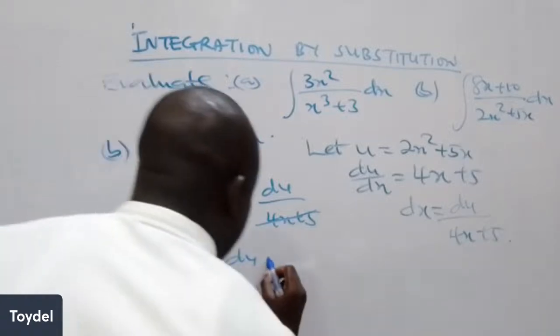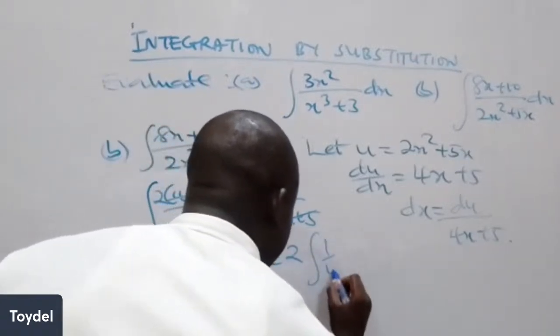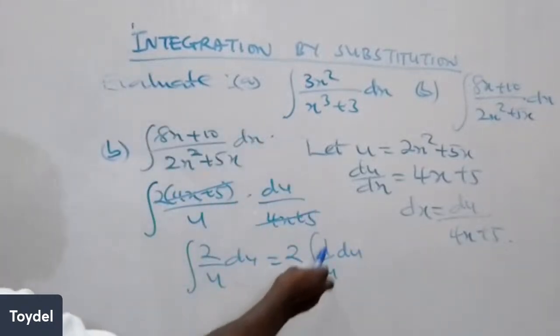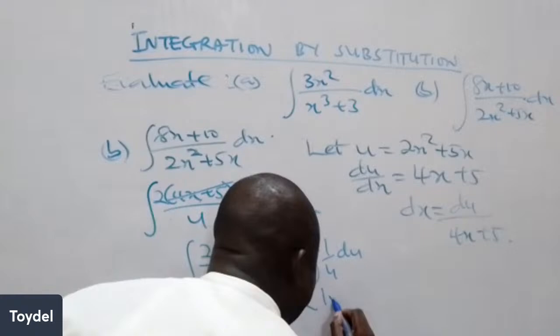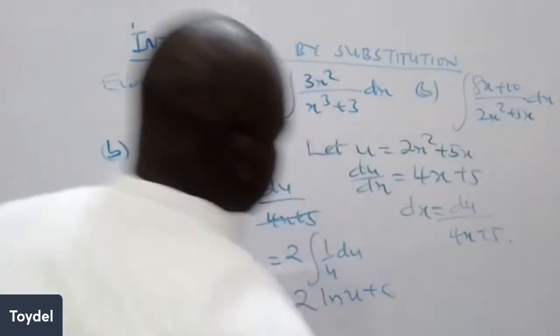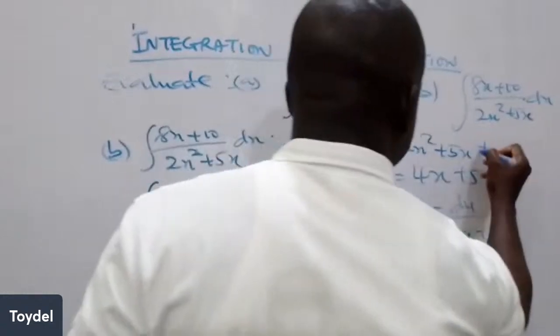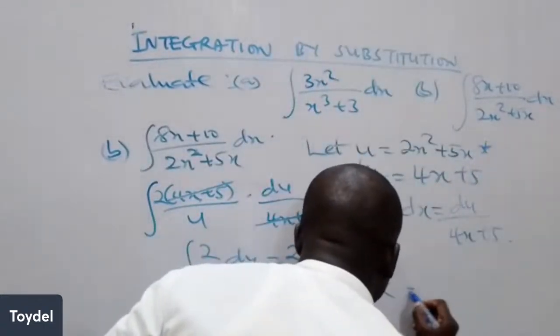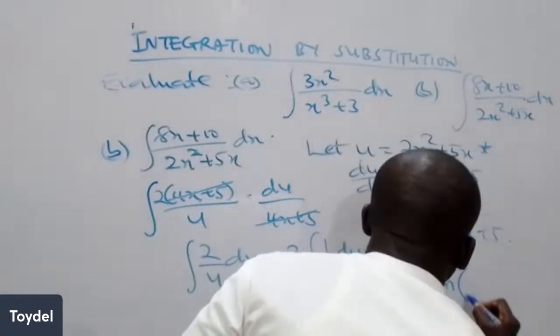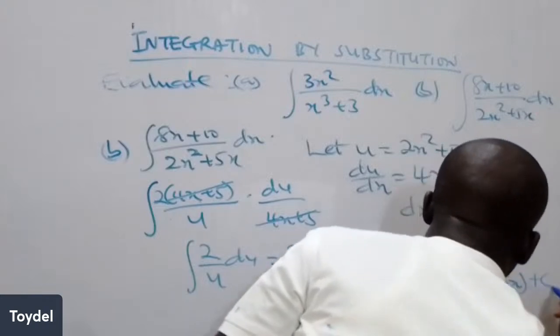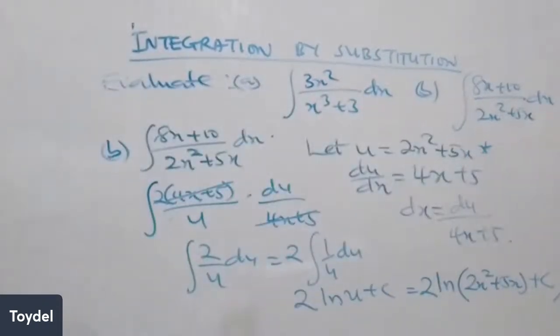Of course, I can bring out 2 to have 2 times the integral of 1 all over u du. Then if I integrate the reciprocal of u, I'm going to have 2 ln u plus an arbitrary constant. Of course, the question was given in the form of x, not u. We now recall from here that u is 2x squared plus 5x. So this will now be 2 ln of 2x squared plus 5x, plus an arbitrary constant. And that is what we are going to get there.